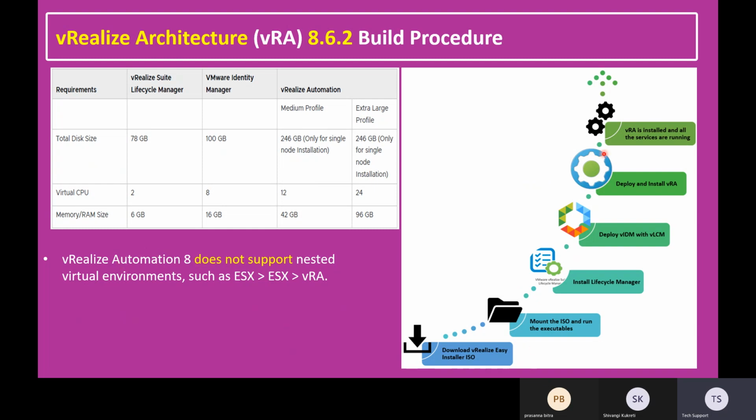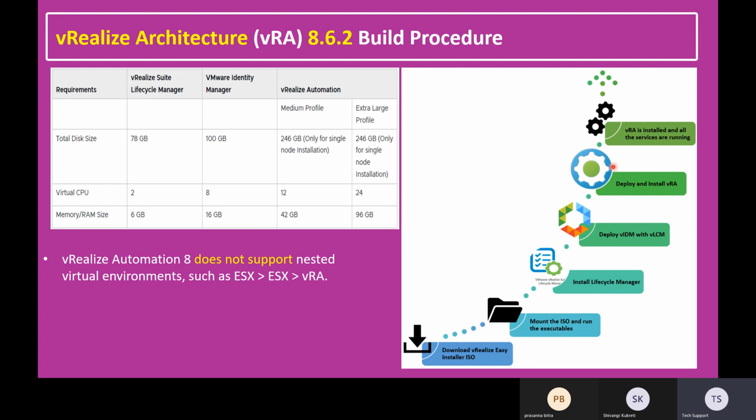For the installation procedure, whatever we discussed today, all the points I highlighted here. Let's start with the first point: download the vRealize Easy Installer ISO. That is the one we did today. We mount the ISO and run the executable. We just mounted the ISO and double-clicked on the installer. Then it will start installing the Lifecycle Manager. Once the Lifecycle Manager is completed, it will start deploying IDM, and then it will install vRA, and finally vRA is installed and all services are up and running. This is the installation procedure.